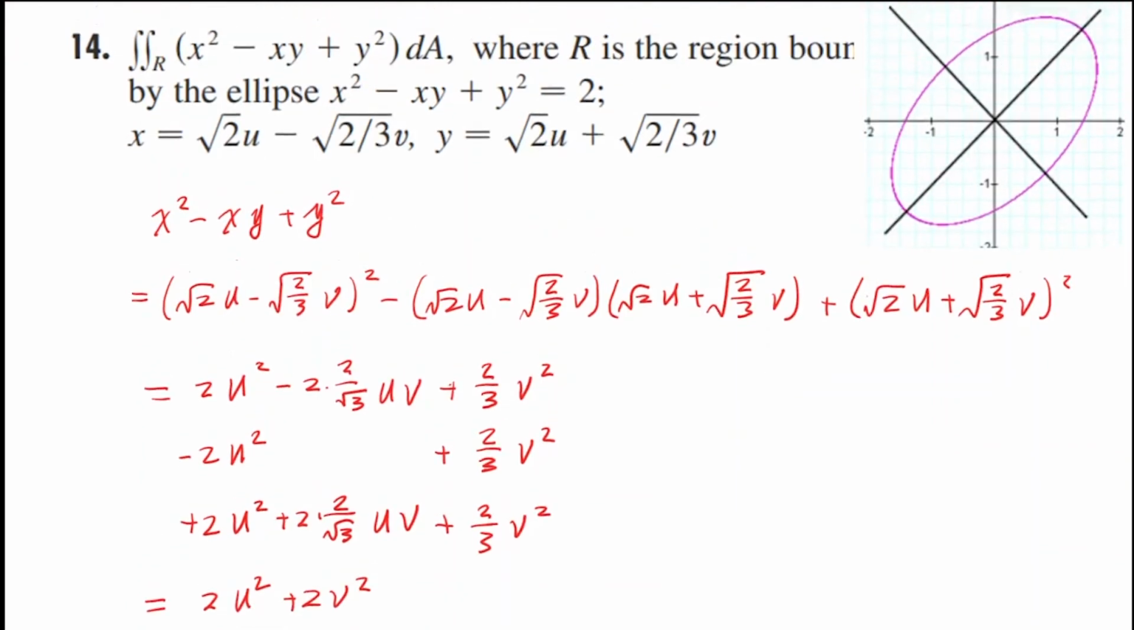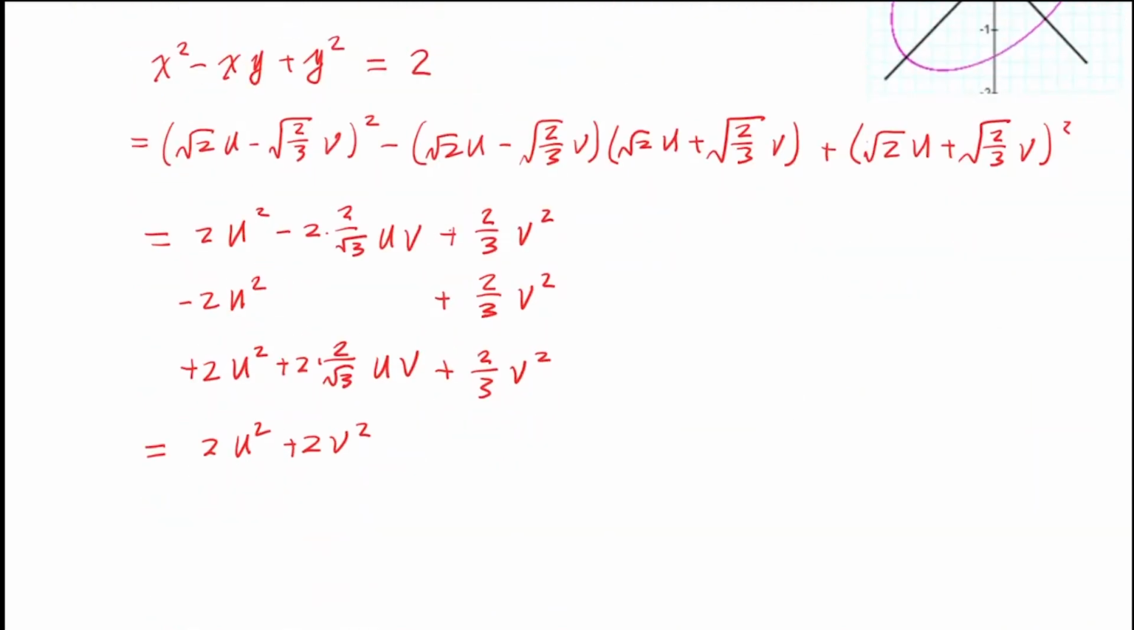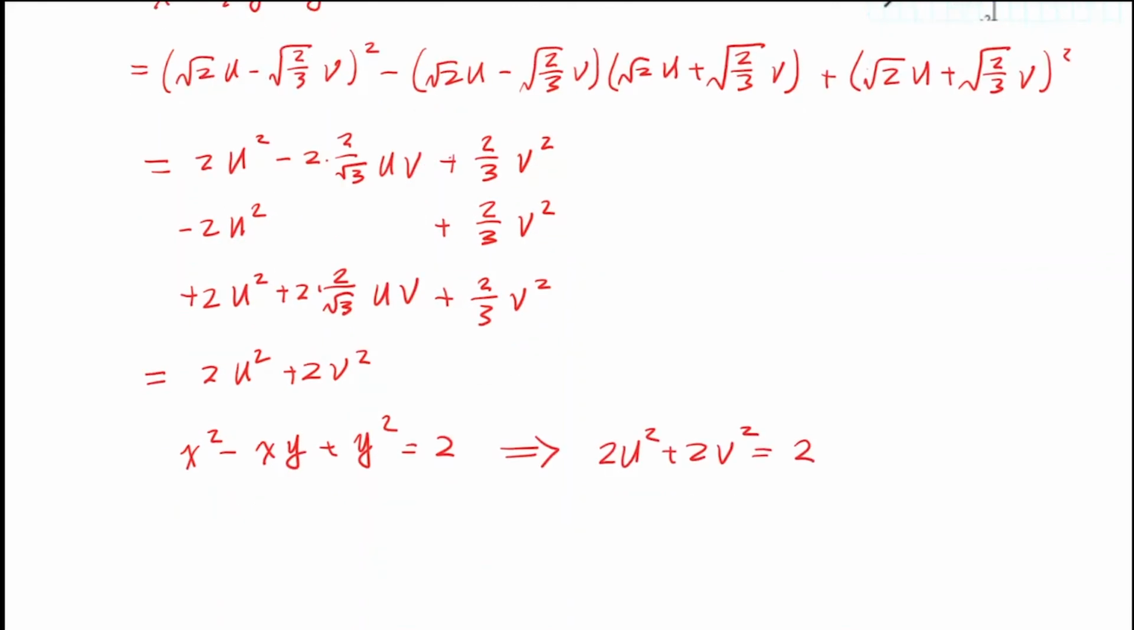Right? Oh, and that whole thing is equal to 2 here, right? So we can say x squared minus xy plus y squared is equal to 2 transforms to 2u squared plus 2v squared is equal to 2, meaning u squared plus v squared is equal to 1. So we get a unit circle out of it. So this is our new region.